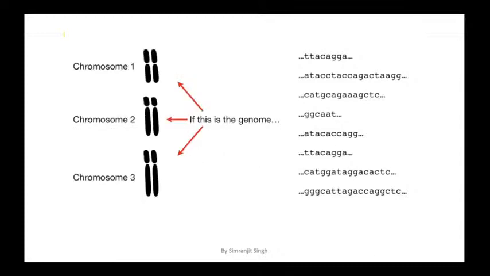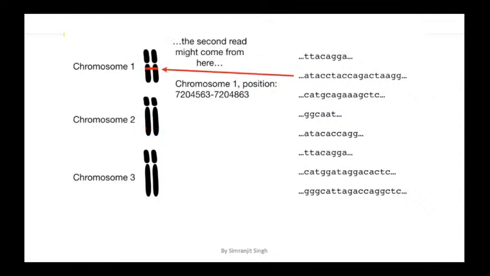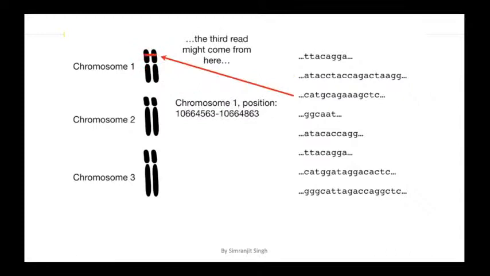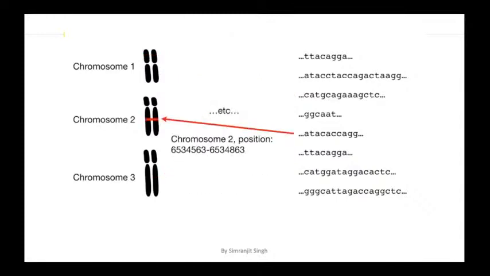That is to say, if this is the genome, the first read might come from here, a location on chromosome 2. The second read might come from here, a location on chromosome 1. The third read might come from here, another position on chromosome 1, etc., etc., etc.